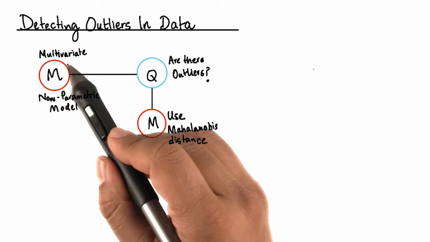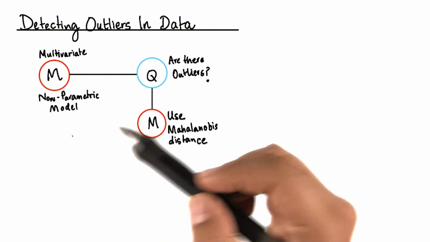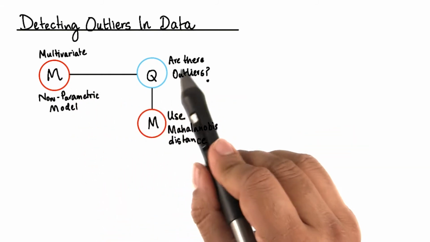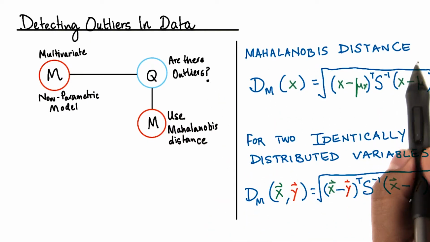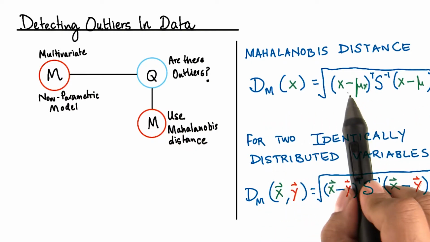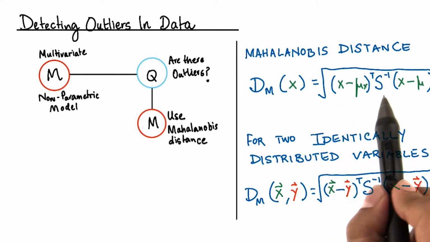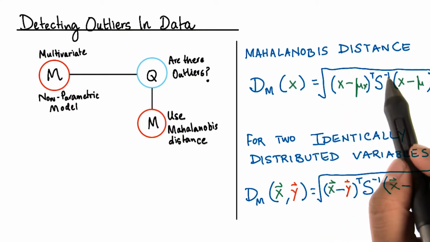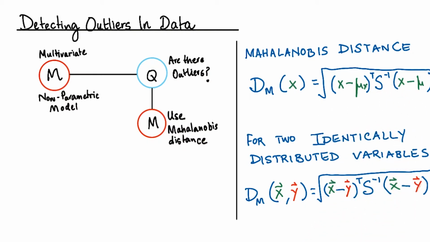We have so far built multivariate non-parametric models using kernel density estimation. We can also ask the question, are there outliers in the data? The Mahalanobis distance for a single variable x can be defined this way, where mu x is the mean value for x and S is the covariance matrix.